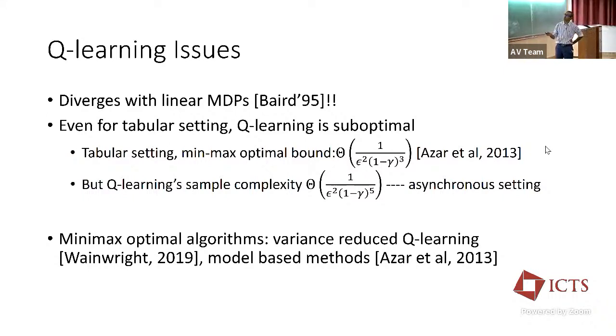And to get this min-max optimal bound, there have been some very interesting works. In particular, there have been variance reduction techniques for Q learning, as well as some model-based techniques that people have introduced. So you are able to get this rate, but not with standard Q learning. You have to do something more on top.